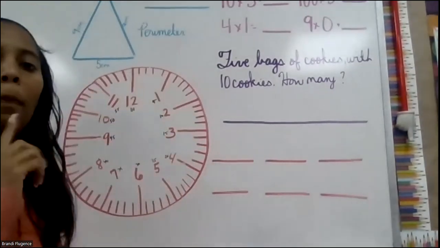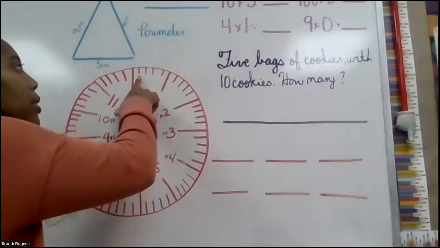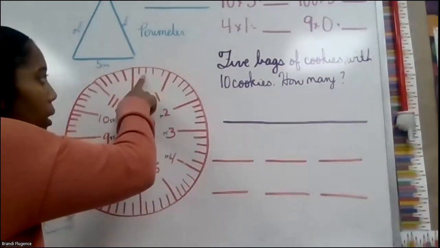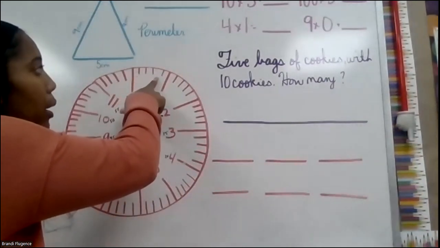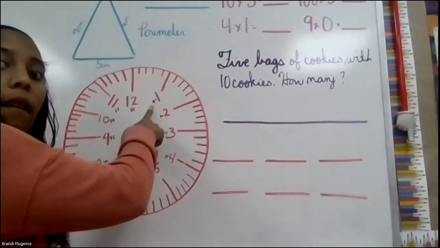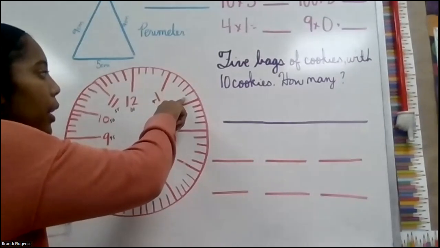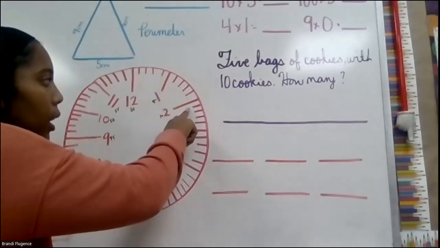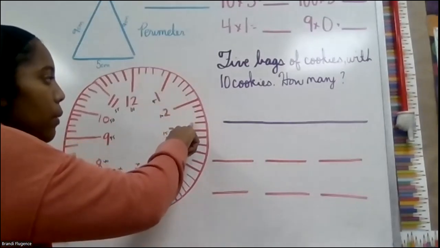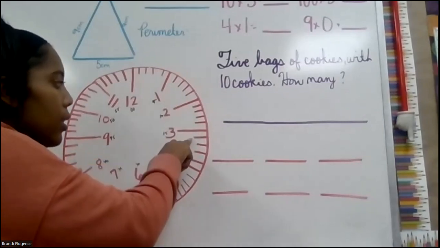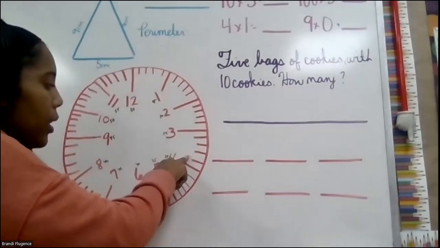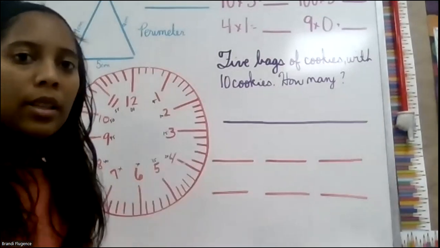So for example, if my clock starts here at 0, this one would be 1, 2, 3, 4, and look at that, 5. Then we keep going, 6, 7, 8, 9, 10, 11, 12, 13, 14, 15, 16, 17, 18, 19, 20. So you see what it does?